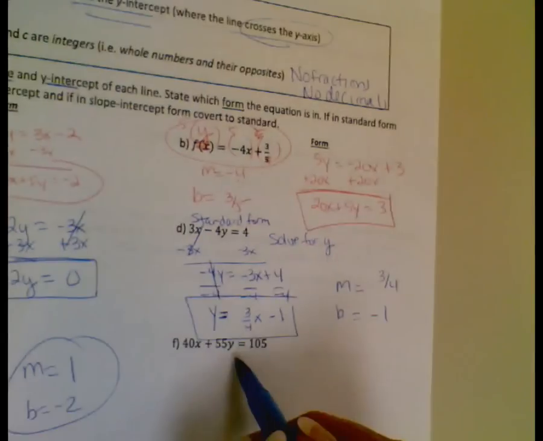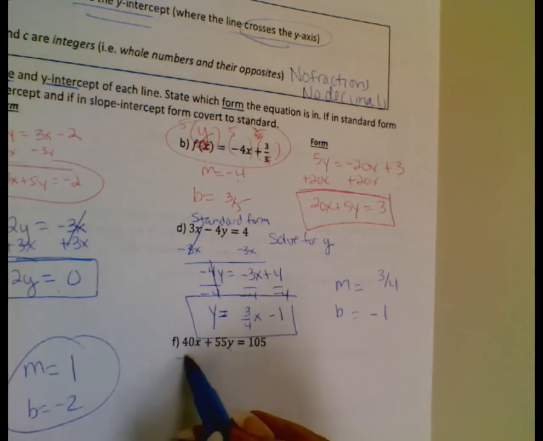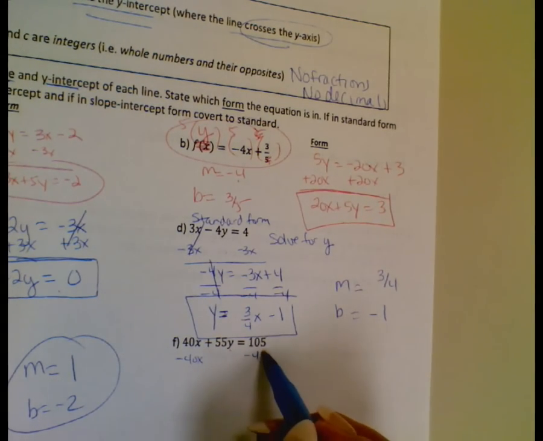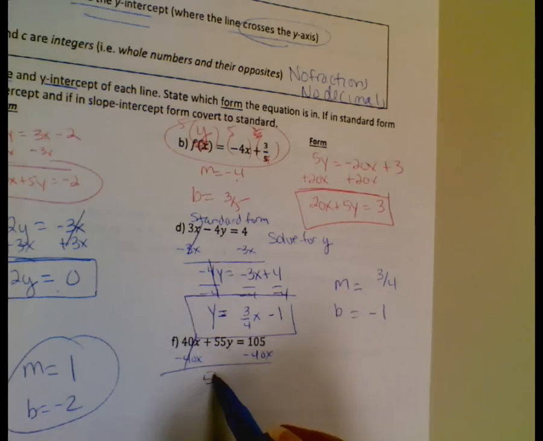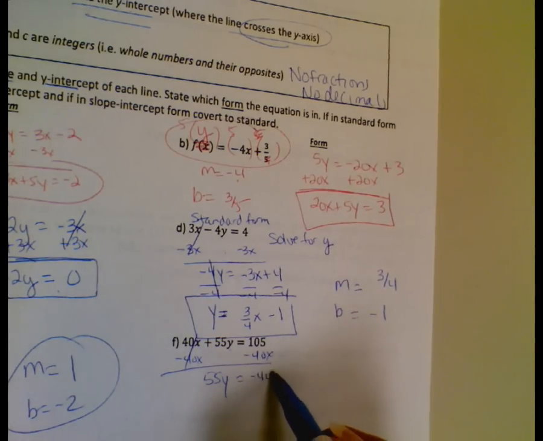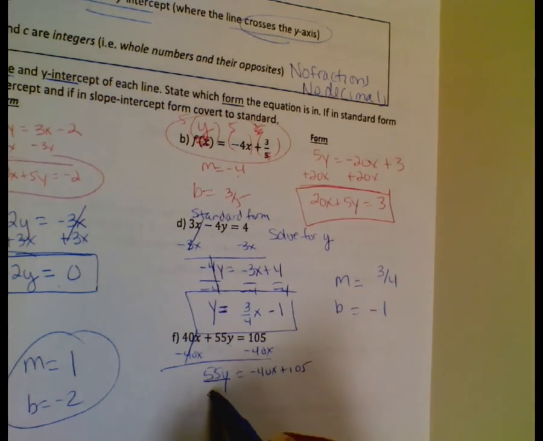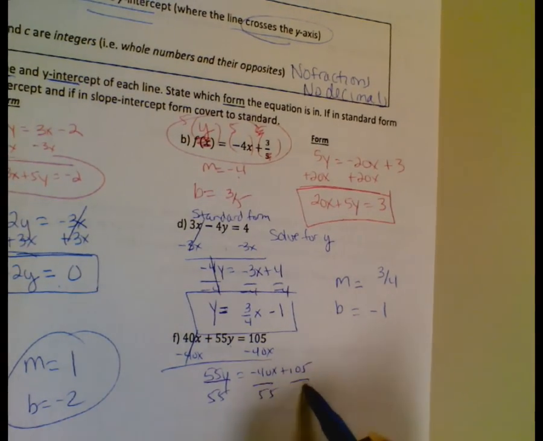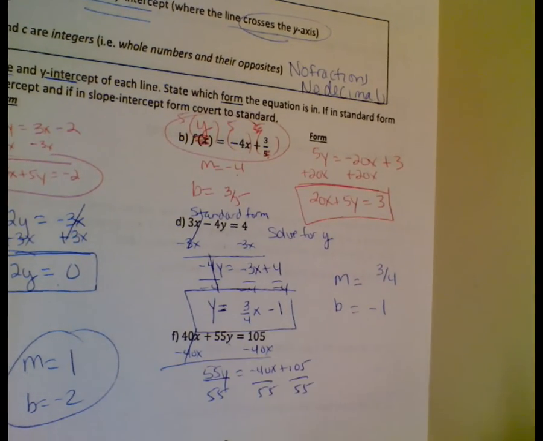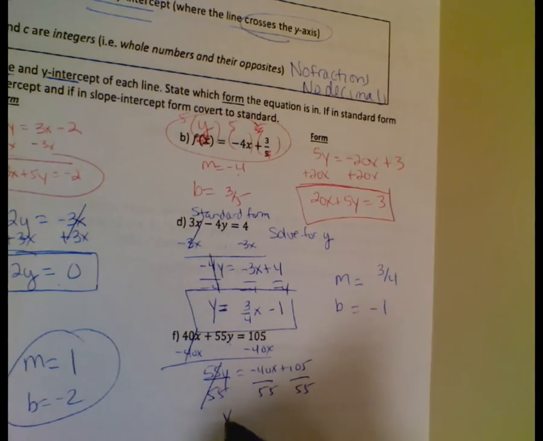Then this one, solving for y. This is in standard form. Subtract 40x. Okay, do you guys understand the first step? How do you get y by itself? Divide by 55, divide by 55, divide by 55. So the 55s cancel and you get y equals.